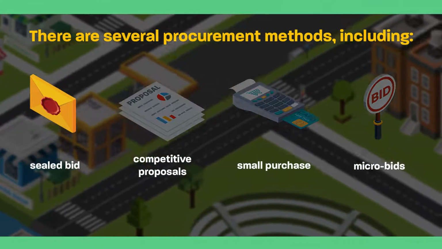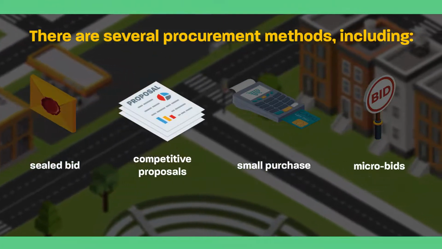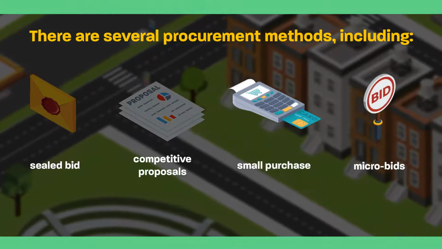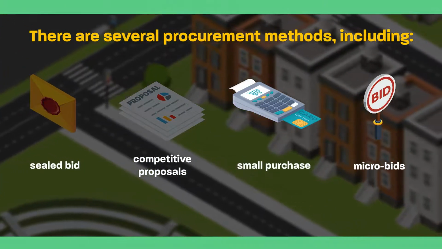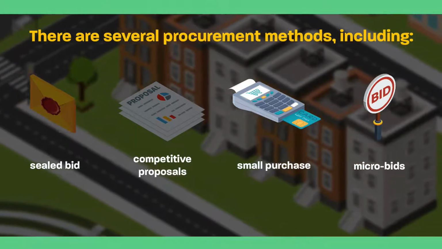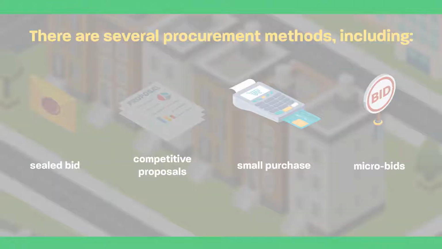Usually, a sealed bid is used for procuring construction contracts. A competitive proposal is used for professional services, and small purchase and micro bids are used for either specific goods or services below a certain dollar amount. That dollar amount may depend on state or local requirements.